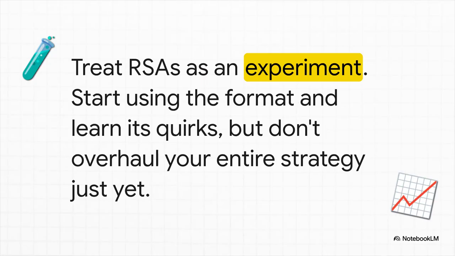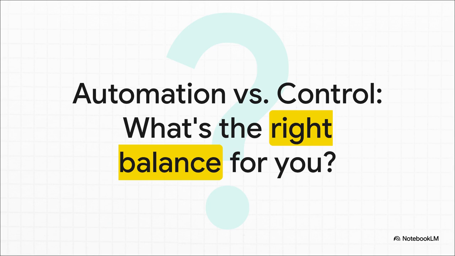So we finally land on the big recommendation from this whole analysis. And it's not to just abandon responsive search ads altogether. Instead, the advice is to treat them like an experiment. Start using the format, get a feel for its weird quirks, but definitely don't go all in and replace your entire strategy with them just yet. And really, this leaves every single advertiser with a huge strategic question to answer. It's this constant tug of war, right? Automation versus control. The technology is incredibly powerful, no doubt, but it demands a trade-off. And so the question you have to answer for your own campaigns is, what's the right balance for you?